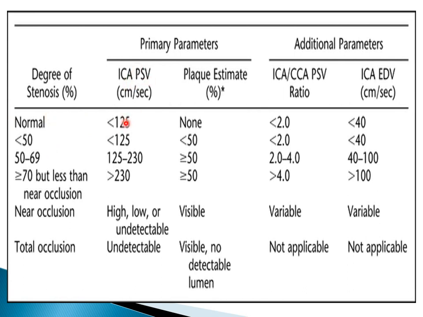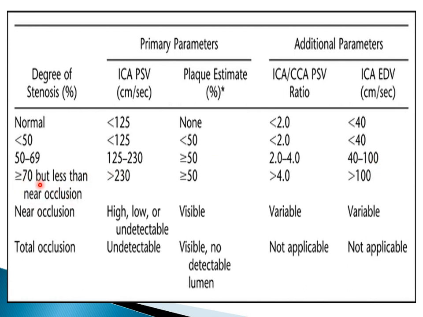Normally the peak systolic velocity is below 125 and there are no plaques. The ratio between the internal and common carotid is less than 2 and end diastolic velocity is below 40. In below 50% stenosis, the velocity is below 125. Only sometimes we see a mild increase in peak systolic velocity. Other parameters are normal. In 50 to 69%, the peak systolic velocity ranges between 125 to 230, the ratio is between 2 to 4, and the end diastolic velocity is between 40 to 100.